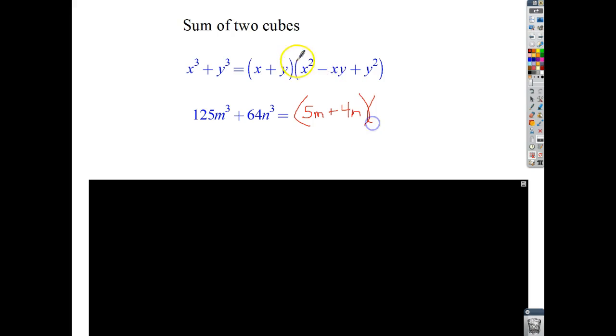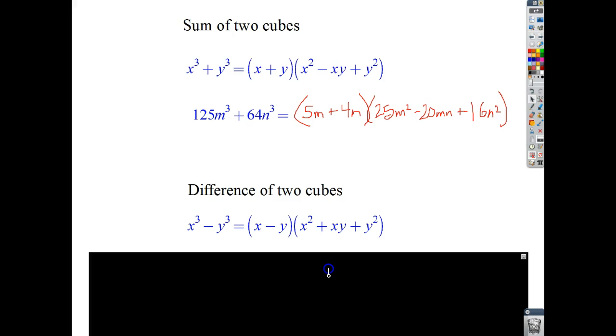So then we're going to square. x squared is going to be 25m squared, minus x times y. So 5 times 4 is 20mn. So we'll do minus 20mn. And then we'll finally do y squared. So that's going to be plus 16n squared. Now that's the sum of two cubes.